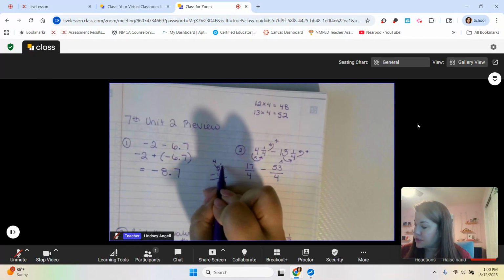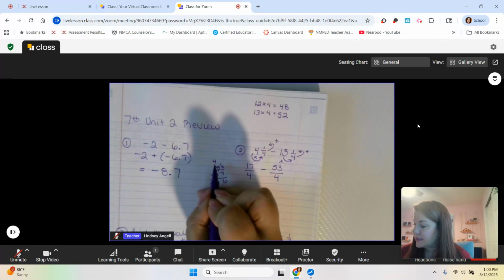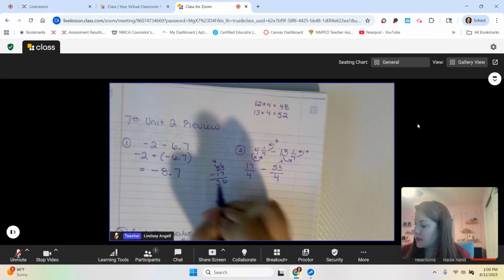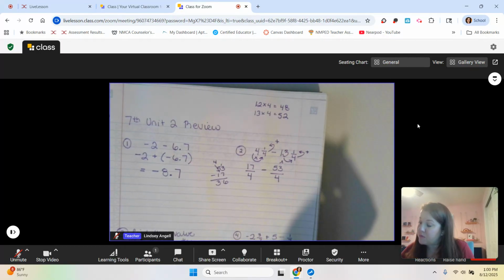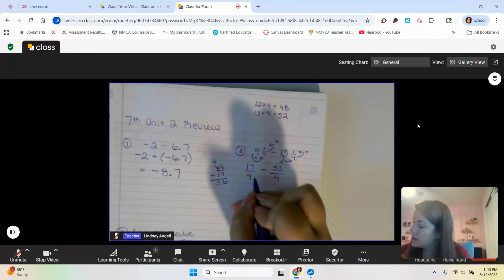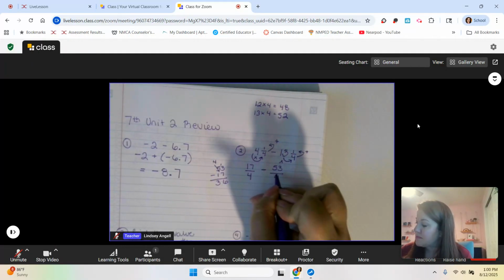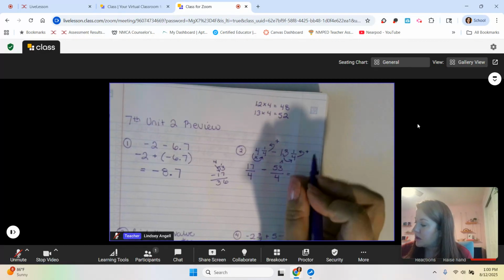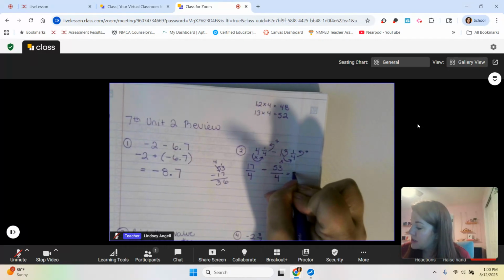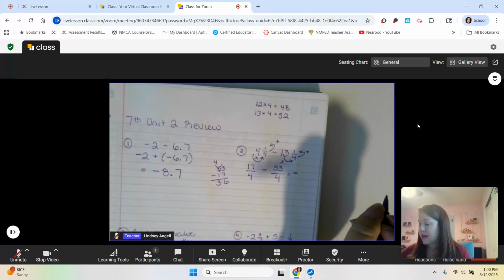and treat this like a 13. 13 minus 7 is 6. 4 minus 1 is 3. 36. Okay. So 17 fourths minus 53 fourths. Well, I'm going into the negative, so I know my answer is going to be negative.